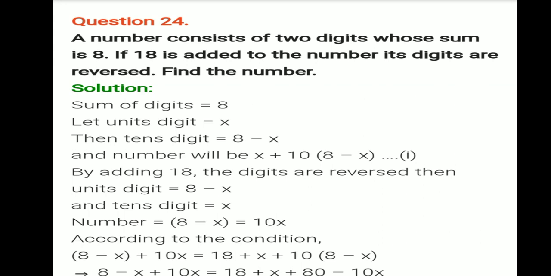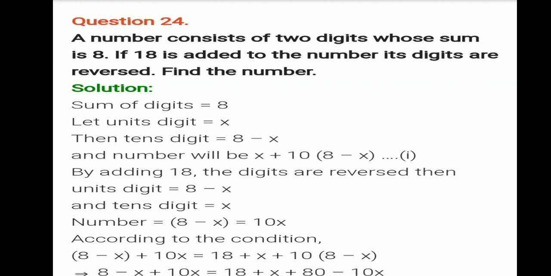So let the units digit be x. So it means the other digit, at the tens place, will be 8 minus x. So what will be the number? The tens digit plus x, the units digit. The digit at the tens place has to be multiplied by 10. So 10 will be multiplied by 8 minus x, plus x, that will be your number.